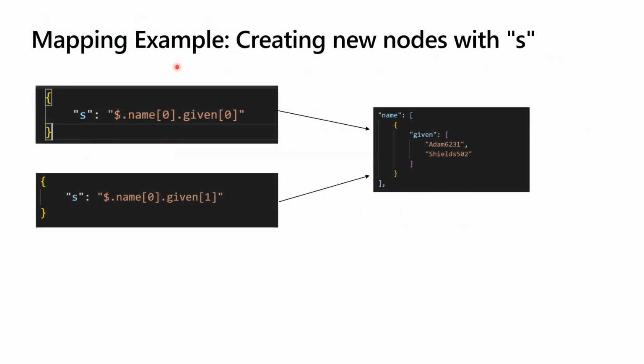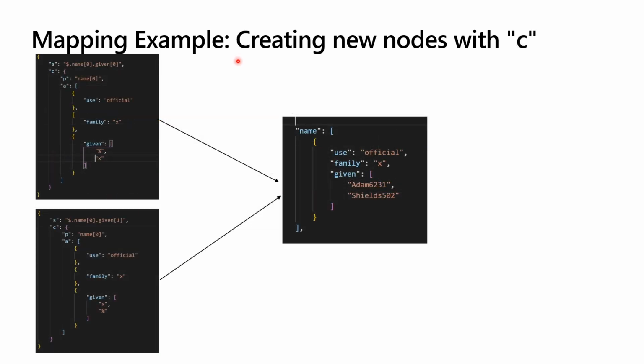Mapping examples. Creating new nodes with S. Suppose we have 2 attribute maps defined for 2 different attributes on an entity. Then it would translate into a FHIR bundle as shown here. For example, in this case, we have a map for the first name and also for the last name. When an update is going from Dataverse to FHIR, that would translate into this patient FHIR bundle.